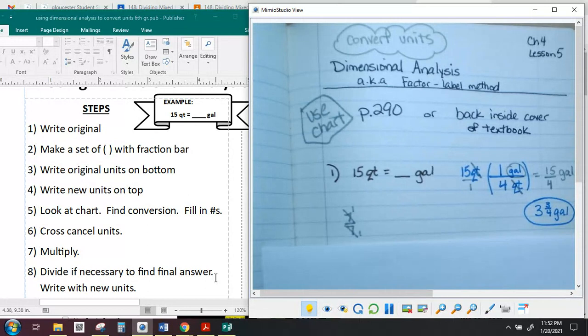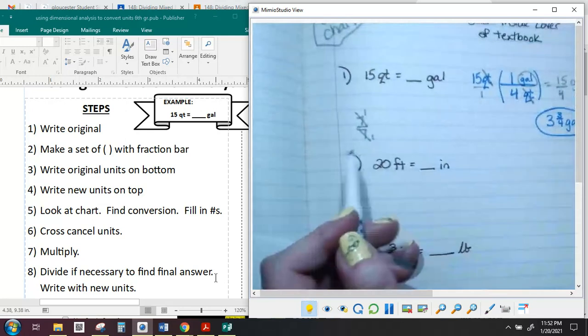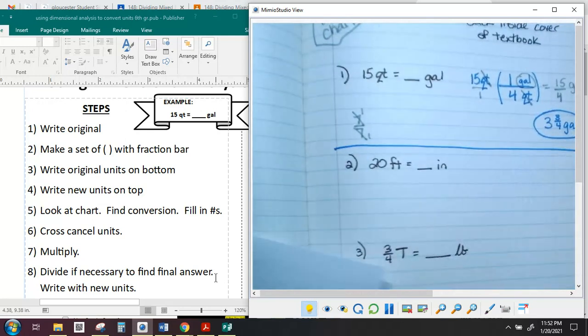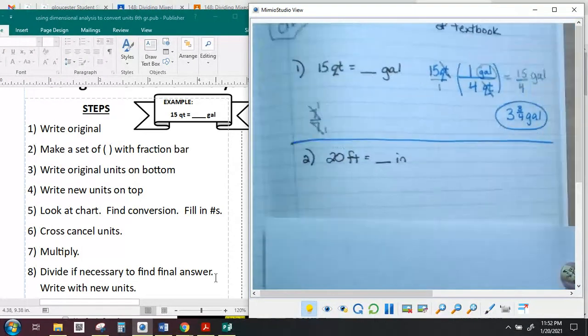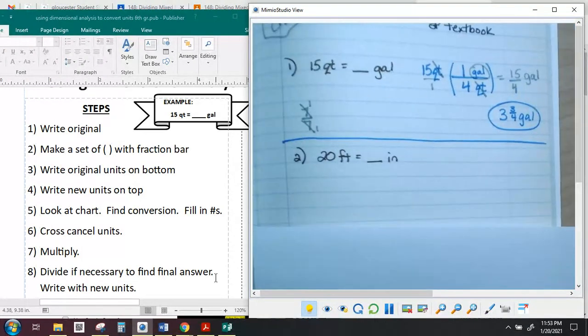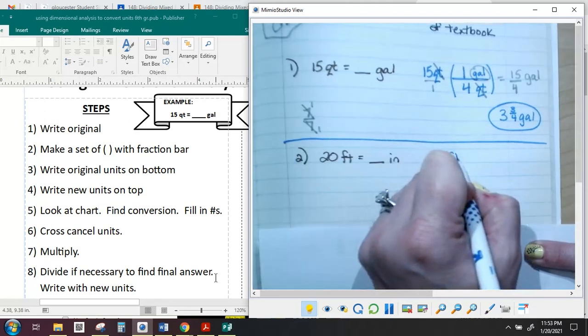Let's do another example. The steps are still on the left. I'm going to shift over here. All right. This time, we're switching from feet to inches. Now, any parents who overhear this video, you might be able to do that in your head. It's a common conversion. Let's see if the kids can get there. Step 1, write the original. Well, what was the original? 20 feet.